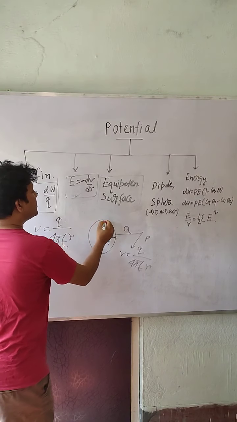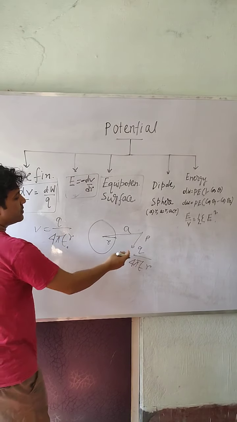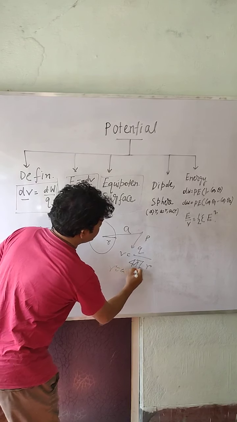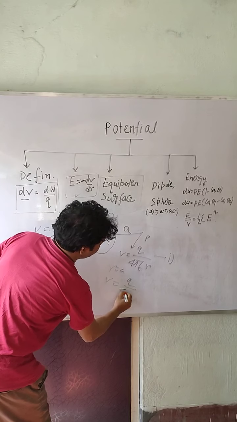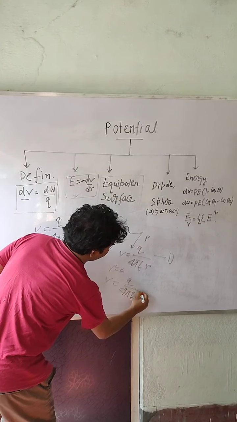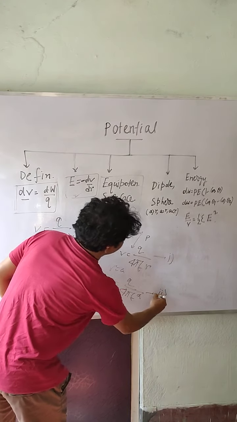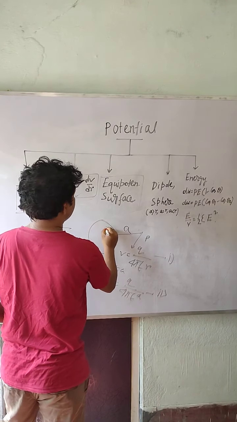Now what is the potential on the sphere? Just put r is equal to a. This is 1, and V is equal to Q by 4 pi epsilon a, this is 2.